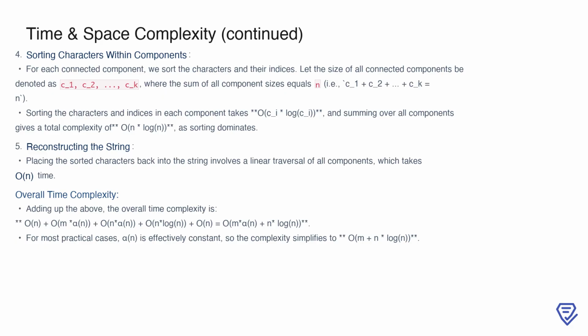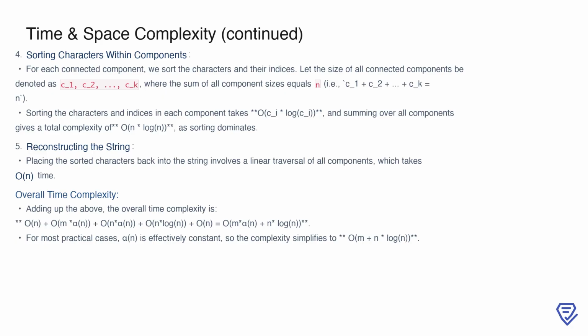Once sorted, we reconstruct the string by placing the characters back based on their indices. This step involves a linear traversal of all components, which takes O(n). Combining all these steps, the overall time complexity becomes n + m * α(n) + n * α(n) + n * log n + n. Simplifying, we get m * α(n) + n * log n. Since α(n) is nearly constant, the time complexity is effectively O(m + n log n) for most practical purposes.